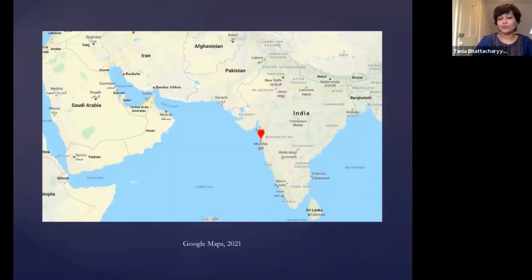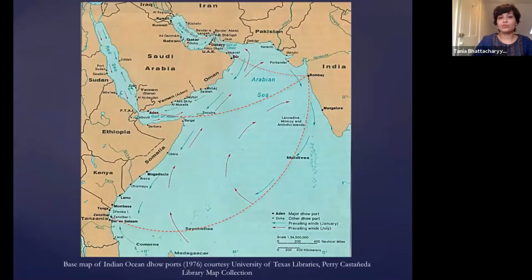Where is Mumbai? For those who don't know, it's the capital of the state of Maharashtra on the western border of India, the border with the Arabian Sea and the Indian Ocean. And you will see two other port cities marked on this map in Iran in the Persian Gulf, Bandar Abbas and Bushehr. So today's talk is based on a chapter that studies migration between these two Persian Gulf ports and Mumbai. But my book in general follows transoceanic itinerancy across the Indian Ocean.